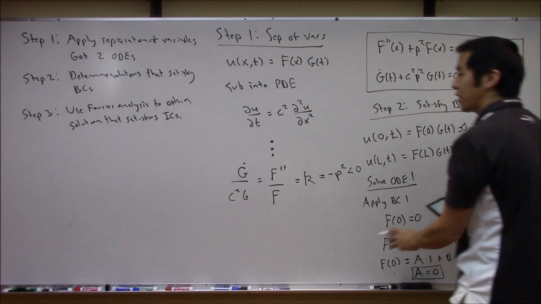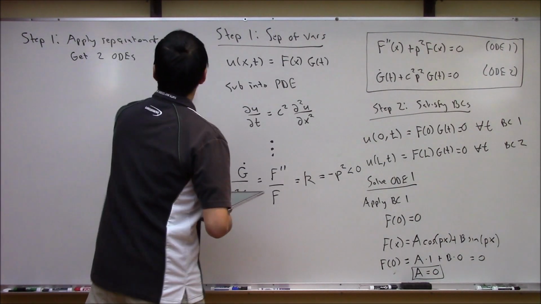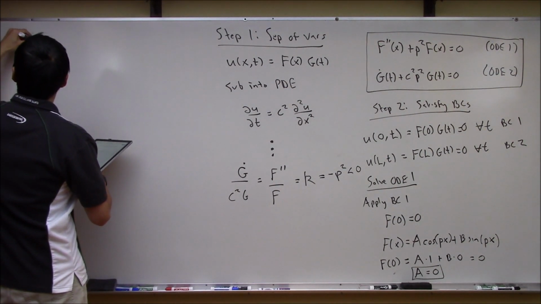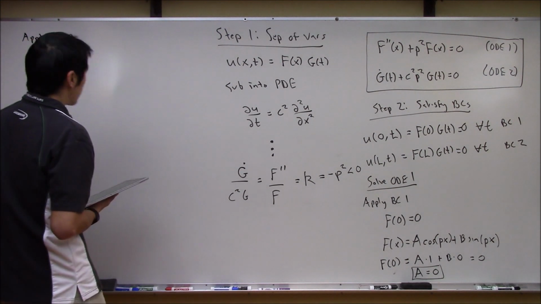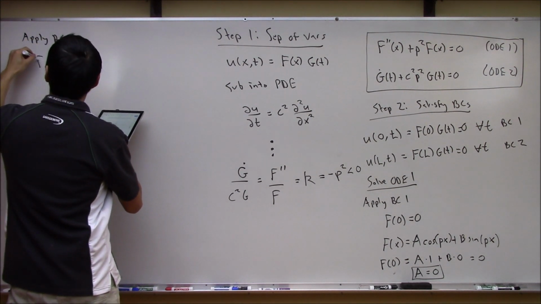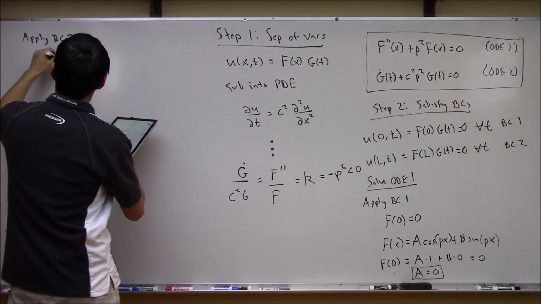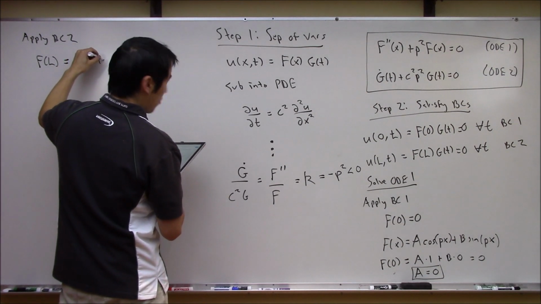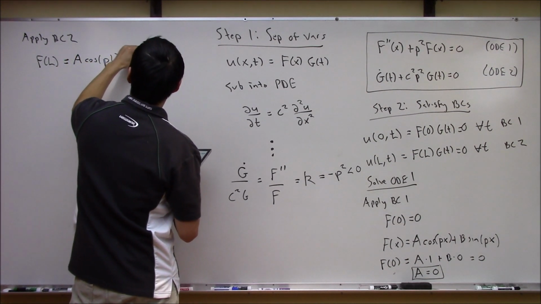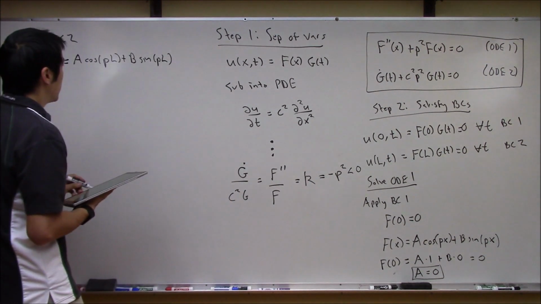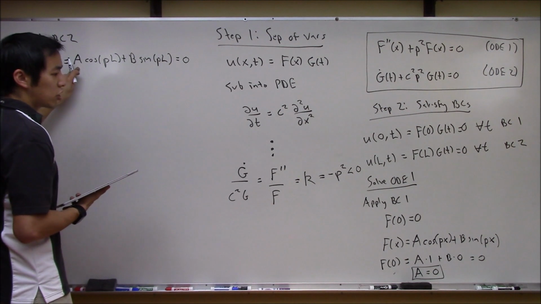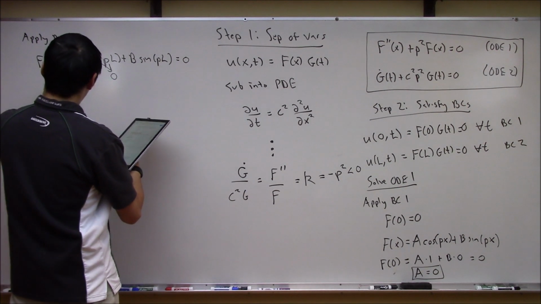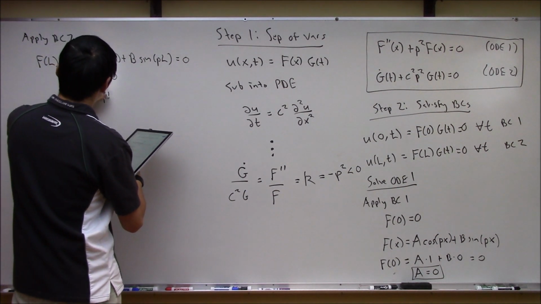Let's now apply the second boundary condition, BC2, which said that f of L has got to equal 0. So f of L is a times cosine of pL plus b times sine of pL, and this had better equal 0 at the end of the day. We just saw that a's got to be 0, so this term is gone, and we end up with a relationship that b sine of pL has got to equal 0.